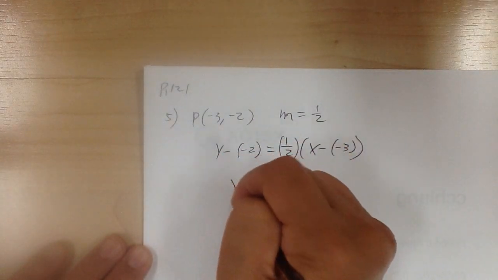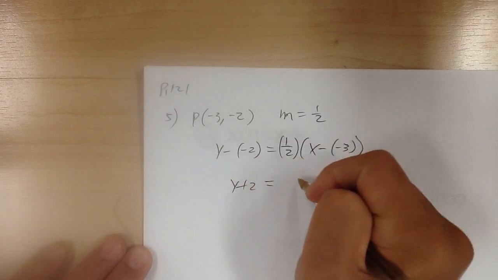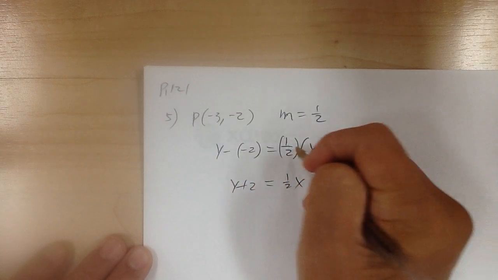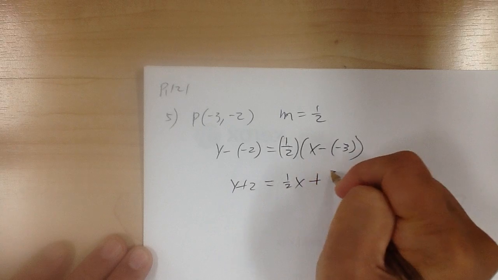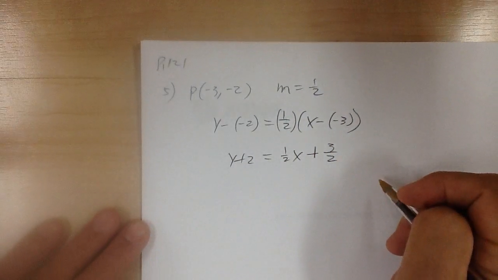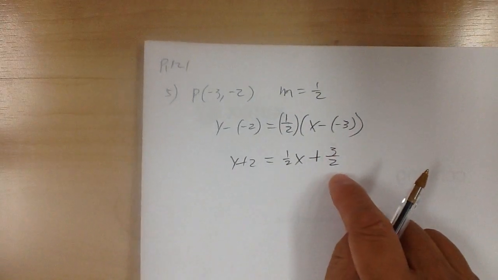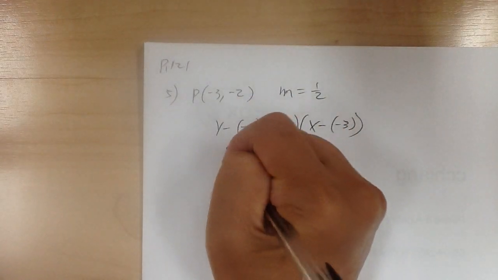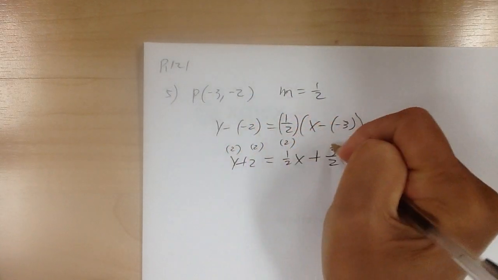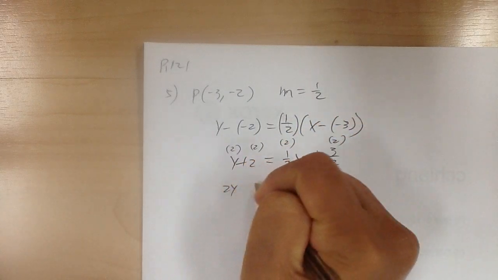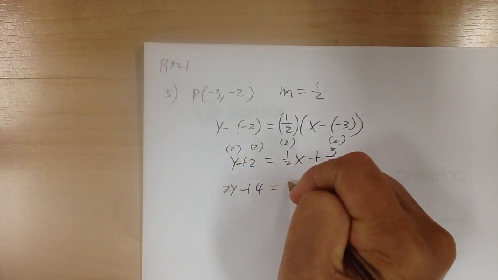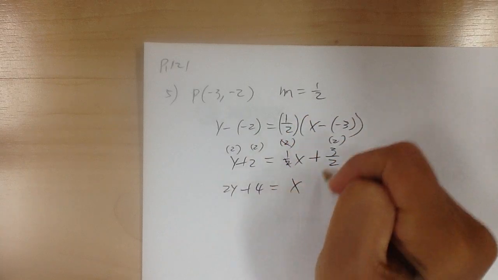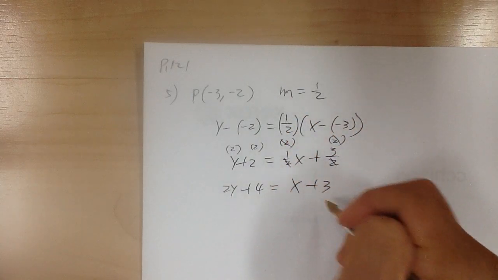Okay, so work it out. So you got y plus 2 equal to 1/2 x, and this would be plus 3 over 2. Okay, and then from here, let's go and get rid of the fraction. So I'm going to multiply it by 2. Right? Multiply by common denominator. So you got 2y plus 4 equal to, this cancels out, should be x. This cancels out, should be plus 3.